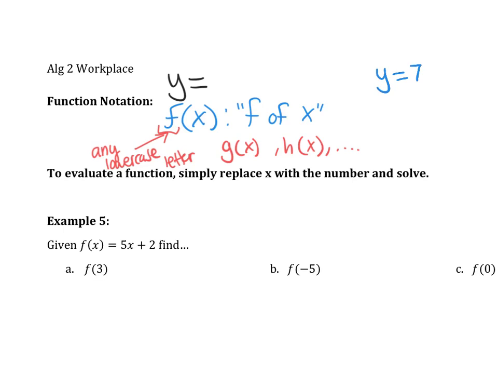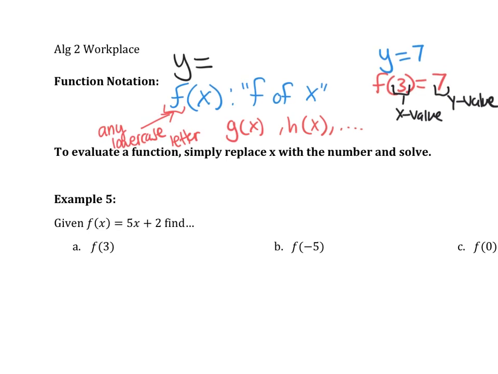If we use function notation and we write f of 3 equals 7, then that means this 3 is the x value and the 7 is the y value. So it gives us the opportunity to see both the entire point, x and y, together in one notation. Okay, so the number in the parentheses is the x value. The number that it equals, f of x or g of x equals, is the y value. Okay, so to evaluate a function, and we've done this before, we're simply going to replace the x with whatever number we're being told it equals and solve.